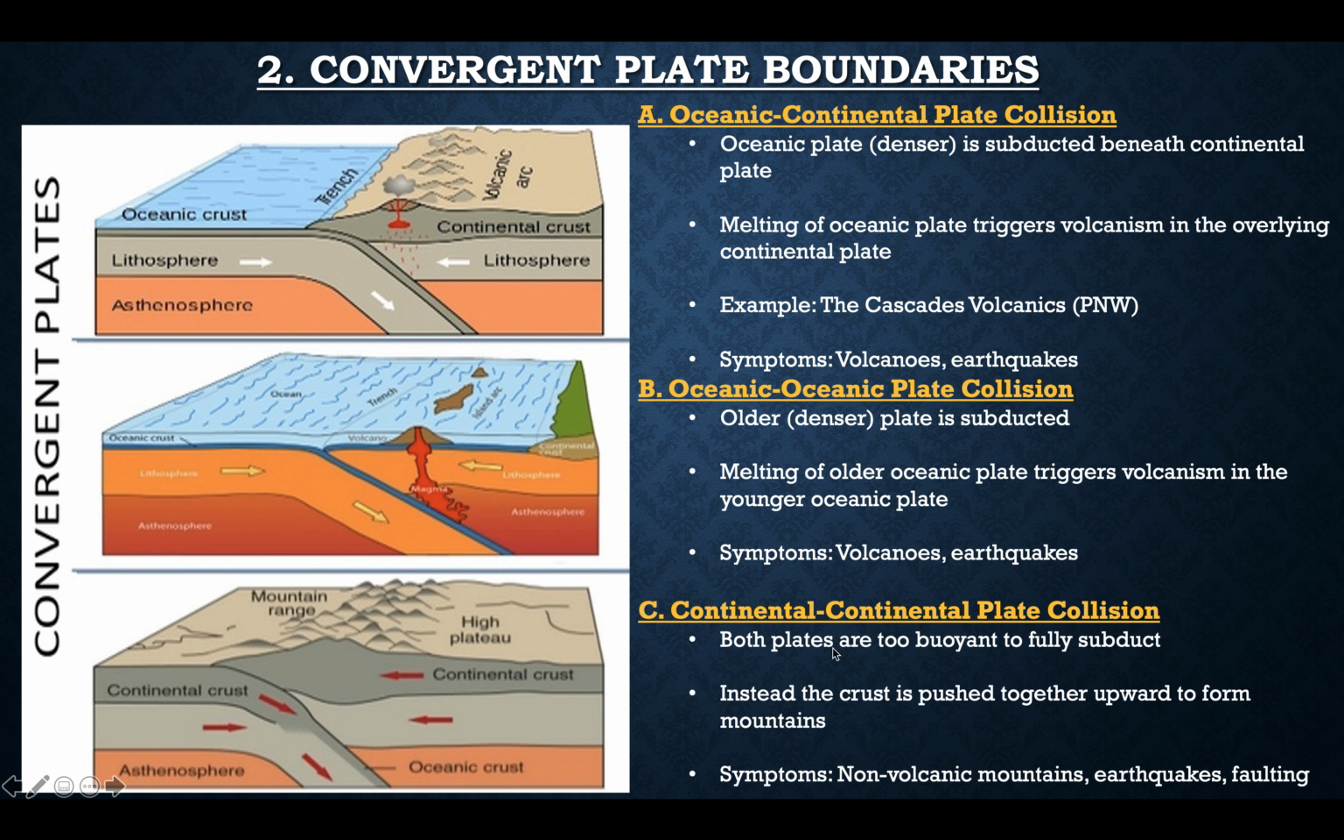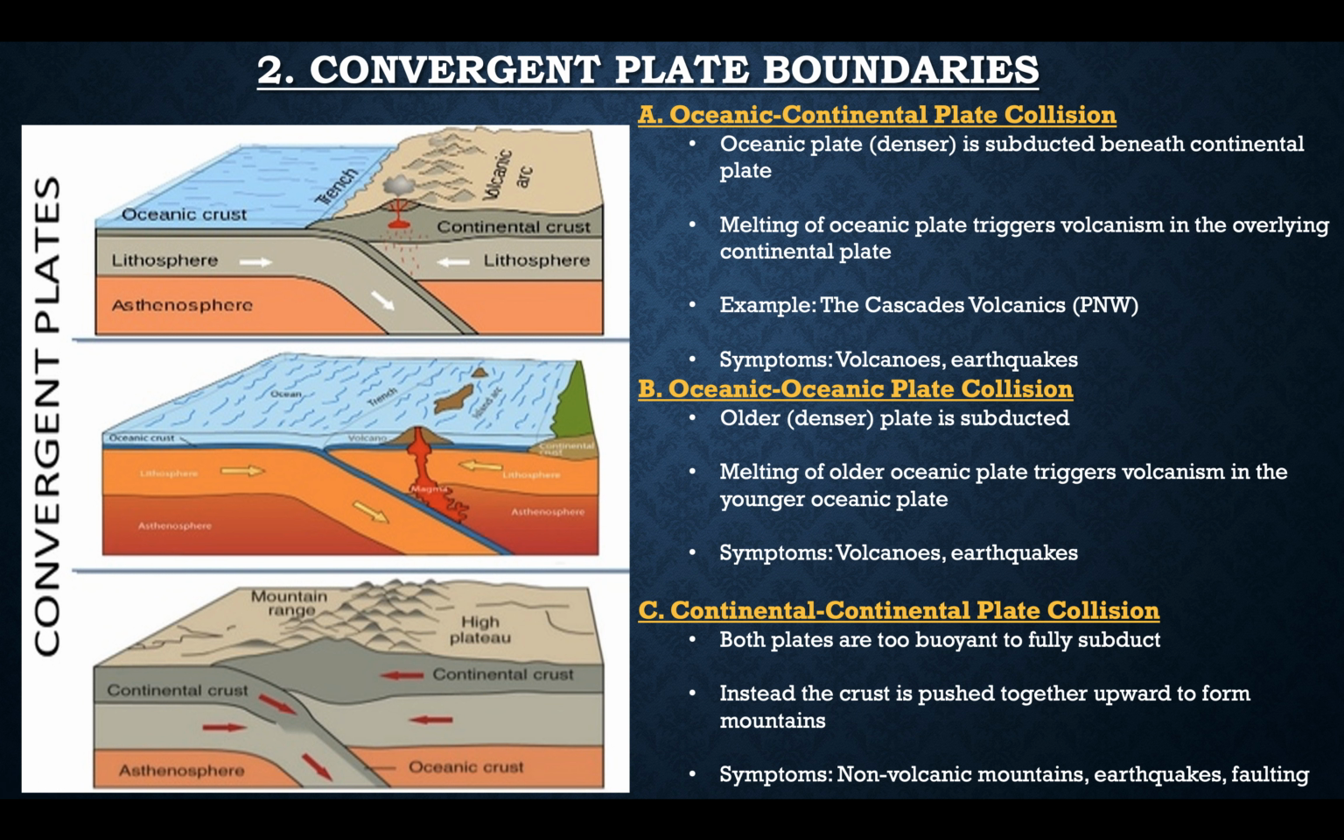The third type is continental plate collision. And so here, when I was talking before about continental crust, how it's so different than ocean crust, it's so light and buoyant. It'll never be fully pushed down into the mantle enough to trigger volcanism, right? A little bit gets pushed down, but not enough. Most of it gets pushed up, and that's where you get these huge non-volcanic mountain ranges such as the Himalayas in India, because both plates are too buoyant to fully subduct. So instead, the crust is pushed upward instead of downward to form mountains.